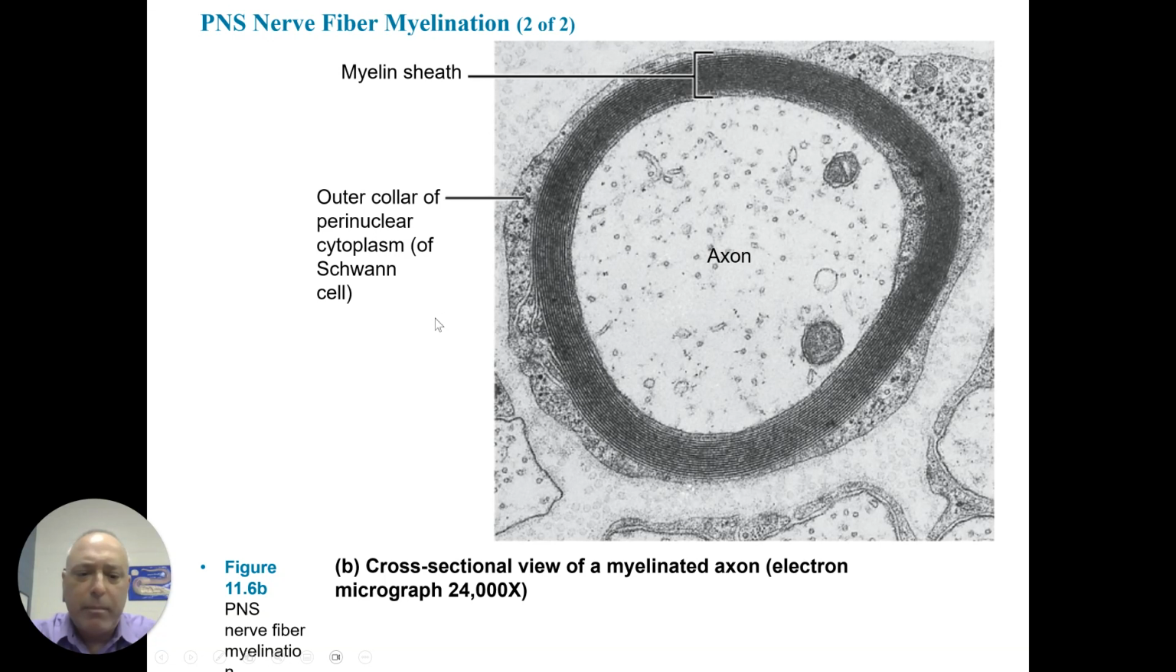Here's an electron micrograph showing these concentric circles. The cytoplasm has been pushed aside. You've got maybe a nucleus up here. And then in the middle would be the axon of the nerve.